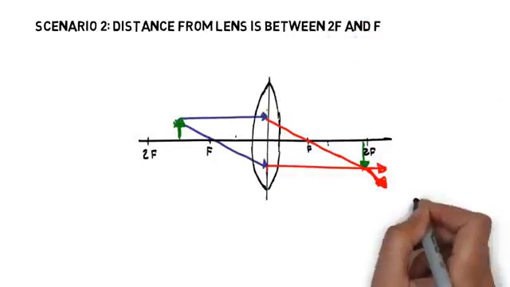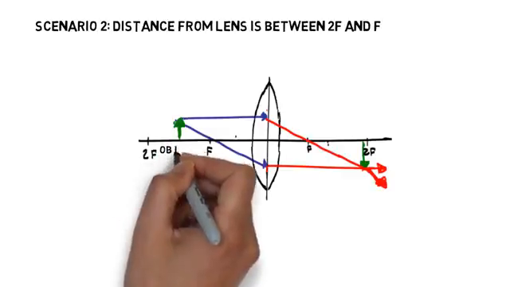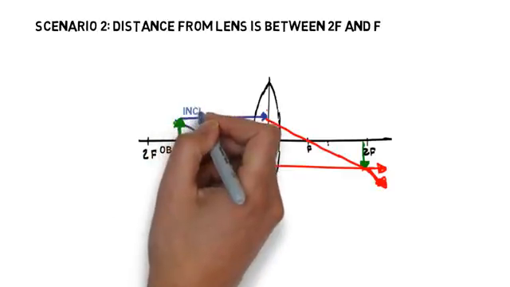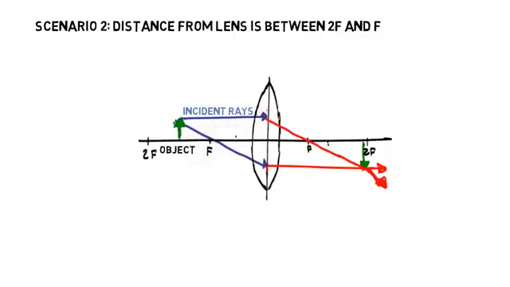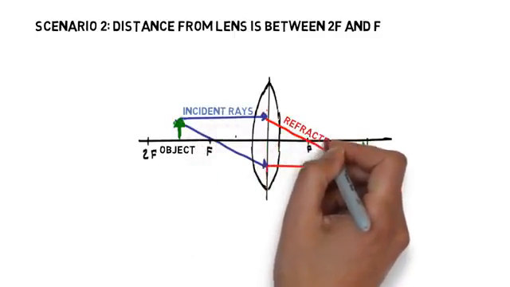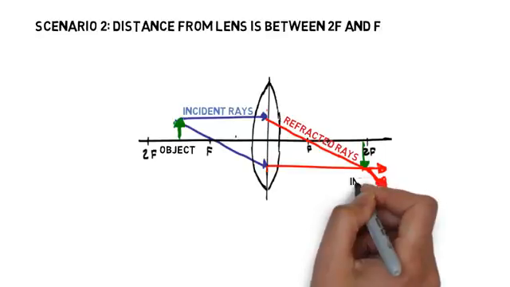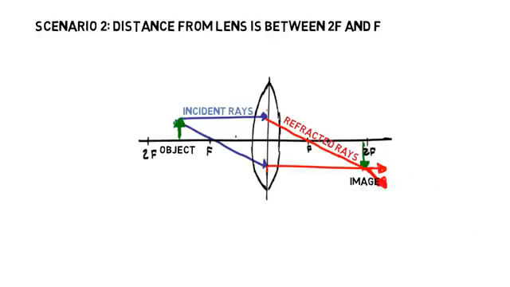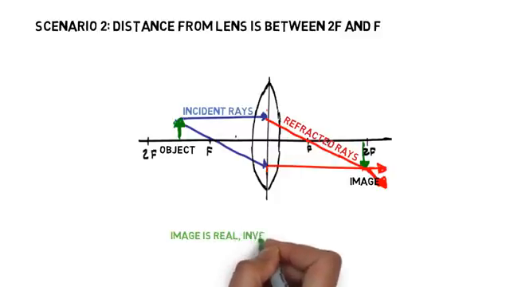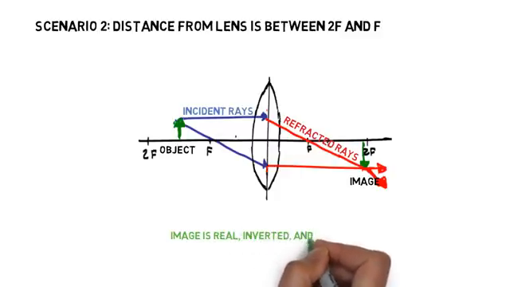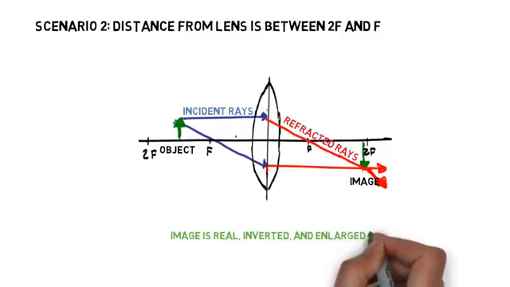Once again, the ray diagram is labeled with object, incident rays, refracted rays, and the resulting image. In this scenario, the image is real, inverted, and enlarged in magnification.